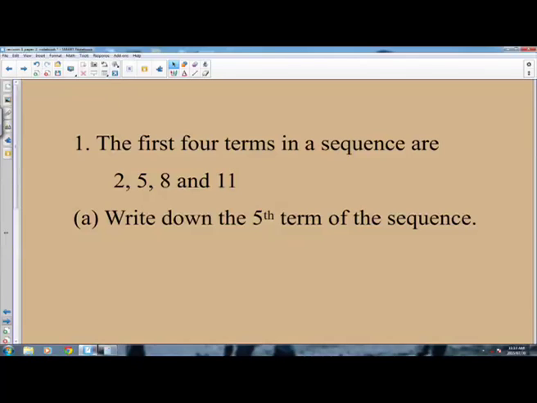The first question says, the first 4 terms in a sequence are 2, 5, 8, and 11. Then it says, write down the 5th term of the sequence. So you are given the sequence there, and then you are expected to write the 5th term.